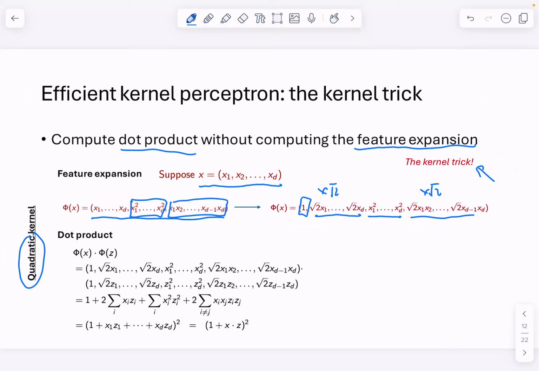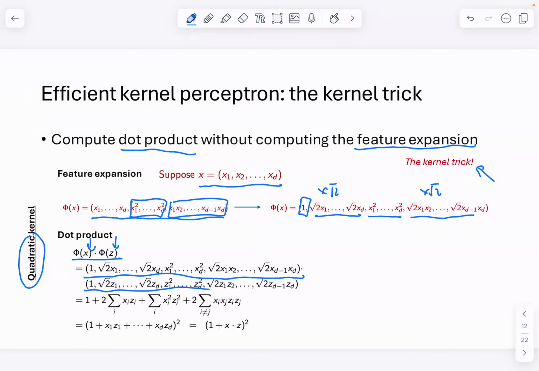So we tweak this a little bit. And now let's see, something magic happens in the dot product, right? Let's say we want to compute the dot product between two sets of features. This is the features of the x input, and this is the features of the z input. And we just write this out. This is the expression of the feature set of x.